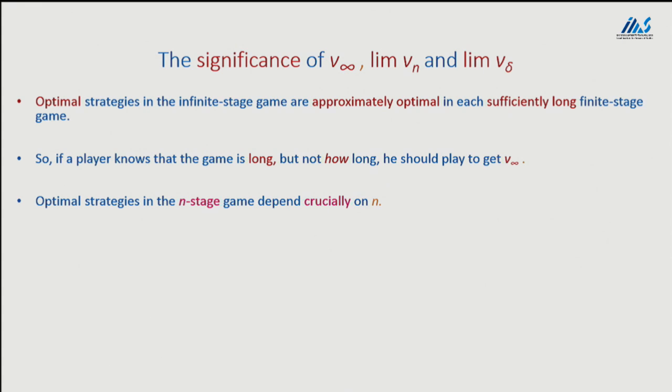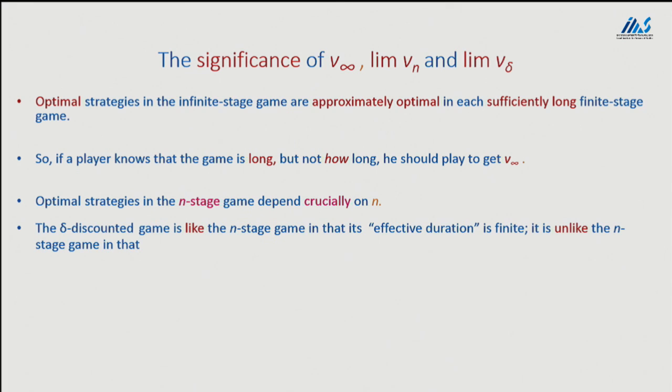The advantage of the infinite stage game is not because I believe that there are really going to be infinitely many stages, but because optimal strategies there don't change with the parameter. They don't change with n. They don't change with delta. Maybe you won't get the exact optimum in the n-stage game, but you'll get close. And the delta discounted game is like the n-stage game in that its effective duration is finite. It's unlike the n-stage game in that it admits stationary strategies and it rules out pathological end effects. Okay, so that is the end of the talk.